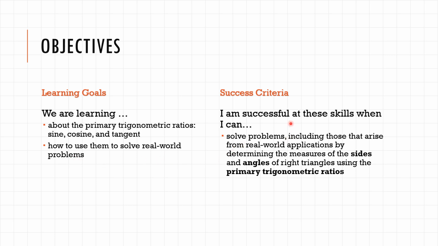You're successful, of course, when you can solve problems, including those that arise from real-world applications, by determining the measures of the sides and of the angles of right triangles. And you'll do that using the primary trig ratios.